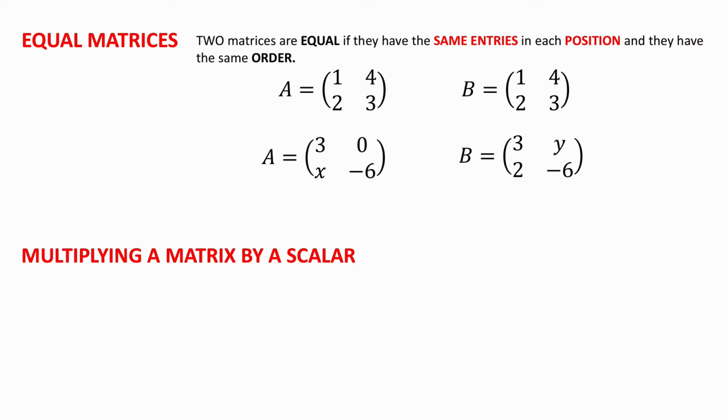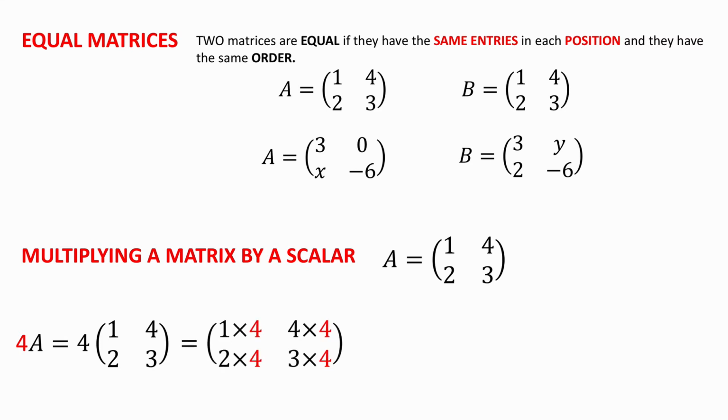Multiplying a matrix by a scalar. Again, suppose we have the matrix A, which is 1, 4, 2, 3, and I want to multiply 4 by A, then for each entry in this matrix, I multiply by 4. So I get 4, 16, 8, and 12.